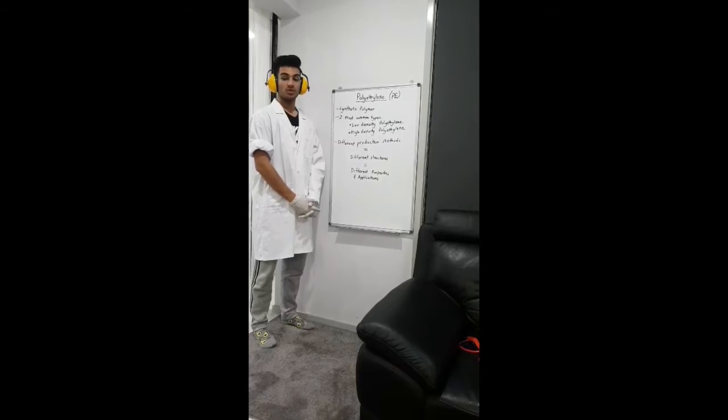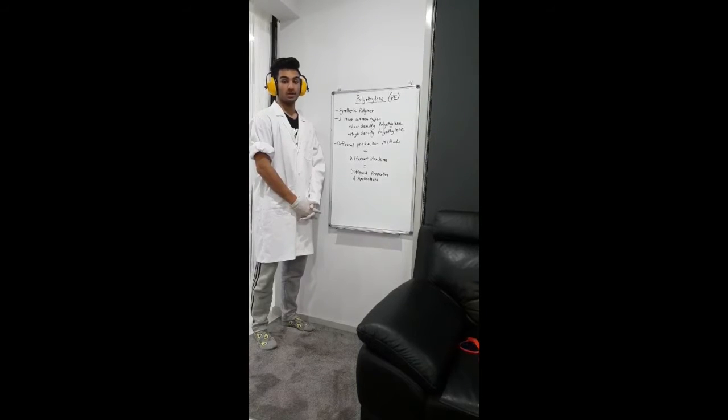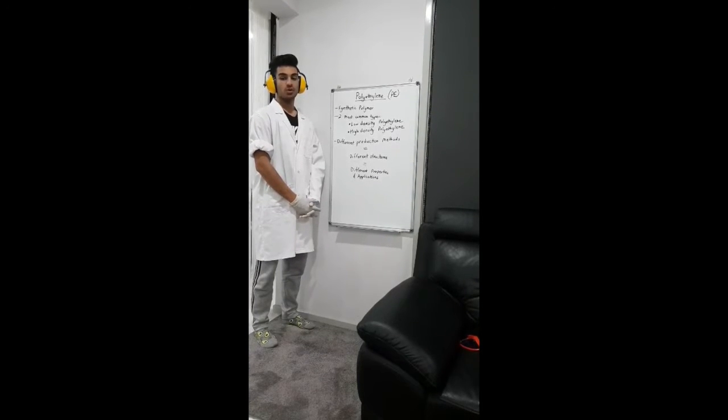The first polymer I will investigate is polyethylene or PE. Over 80 million tons of polyethylene is manufactured each year, making it the world's most important plastic. Polyethylene is a synthetic polymer.